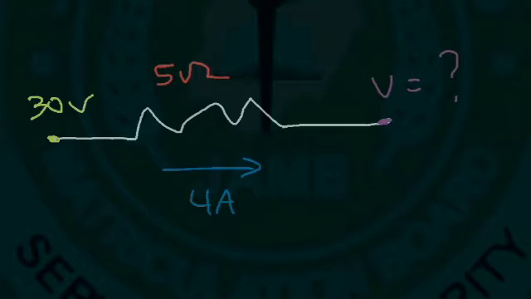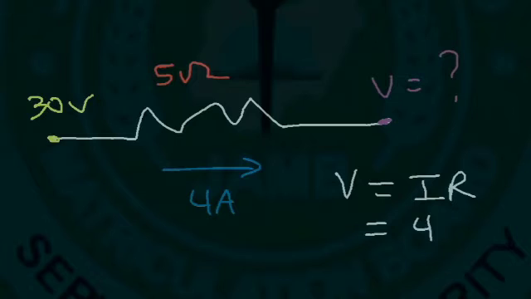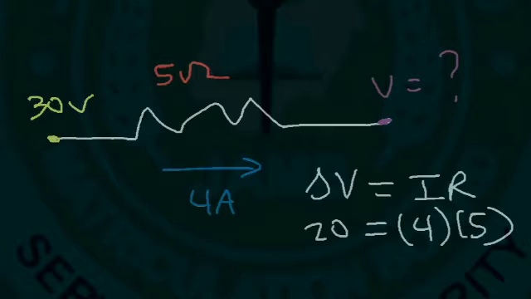So let's find the voltage difference across the resistor. Using Ohm's law, the voltage across the resistor is the current that flows through it, which is 4 amps, times the resistance itself. So the potential difference is 20 volts. If you take a voltmeter and connect it across the resistor, it's going to read 20 volts.